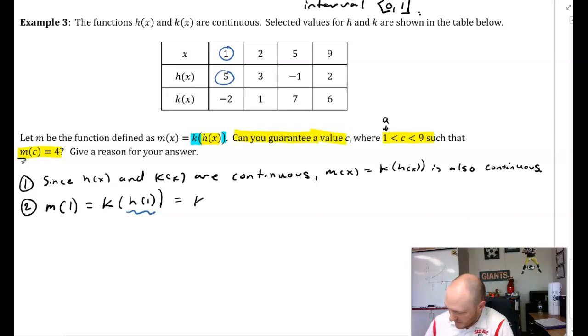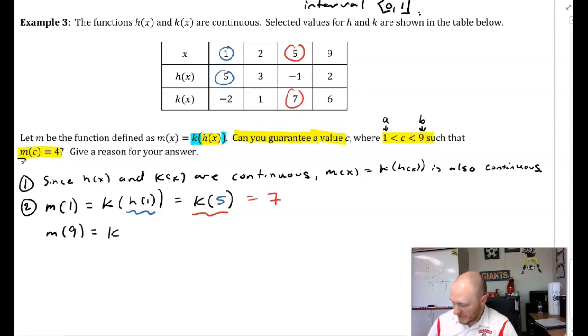Okay, so this is equal to k of, and I'm going to plug in 5 here. And then now I need to go ahead and find out, okay, what is k of 5? So I go to my x value 5, and I look at k, 7. So this is equal to 7. That's how evaluating compositions work. Okay, now I'm going to check the second endpoint, 9. Here's the b value, m of 9. So this is k of h of 9. So h of 9, that's going to be 2. So k of 2. Now I look at 2 and I evaluate k, which is 1.